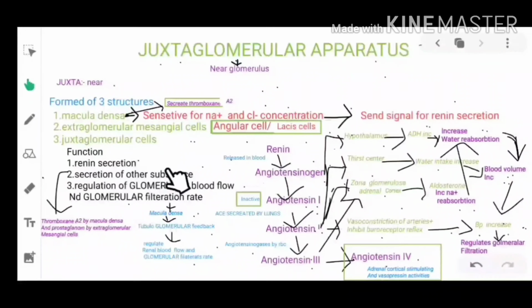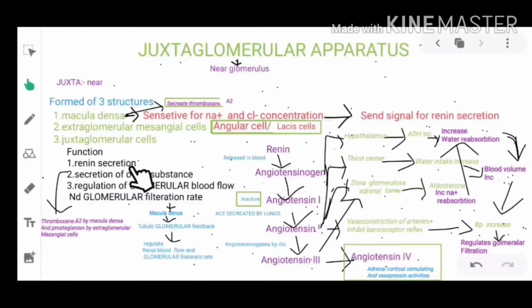Now we are going to study the function of the juxtaglomerular apparatus. There are a total of three functions. First function is renin secretion. Second function is secretion of other substances that includes thromboxane and prostaglandin. In this, thromboxane is secreted by macula densa and prostaglandin by extraglomerular mesangial cell. And third is regulation of GFR and glomerular blood flow.